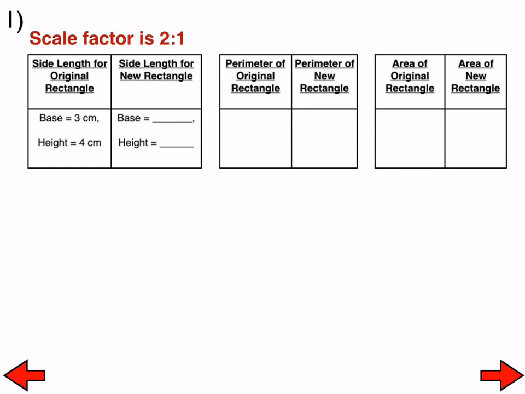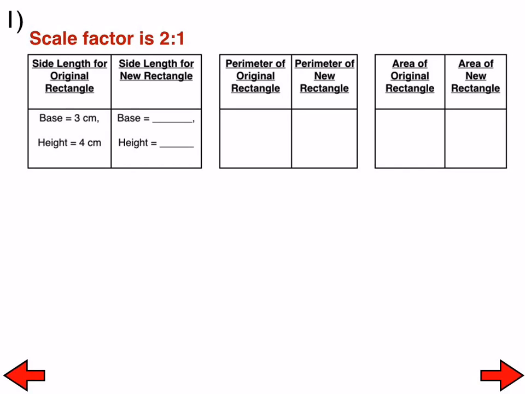We're going to do this without pictures, is basically what we're trying to do here. So I give you an original rectangle with a base of 3 centimeters and a height of 4 centimeters. And we're going to use the scale factor 2:1. So that means we're going to increase each of the side lengths by 2 times. And then we're going to compare the perimeter and the area to both. Go ahead and do that.